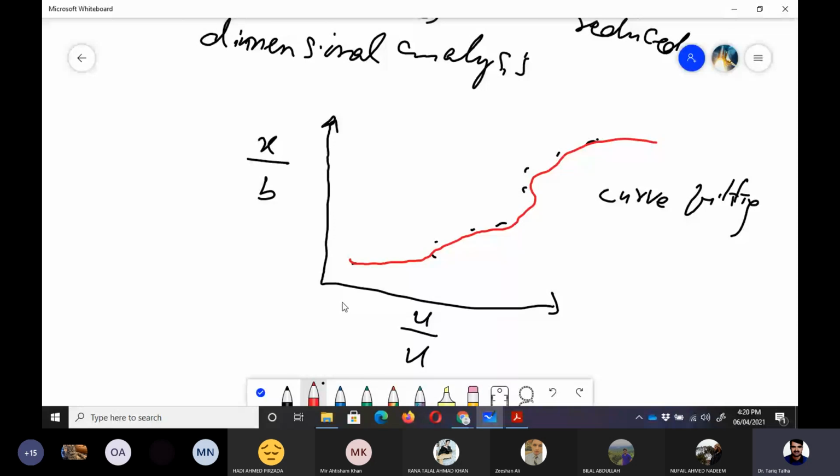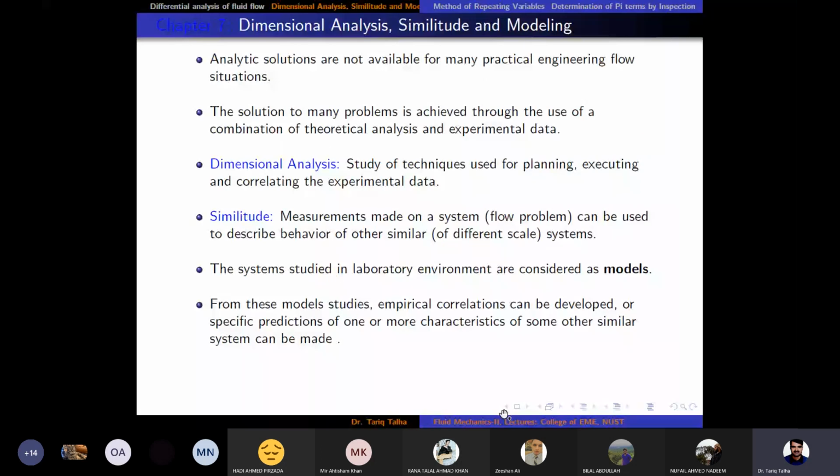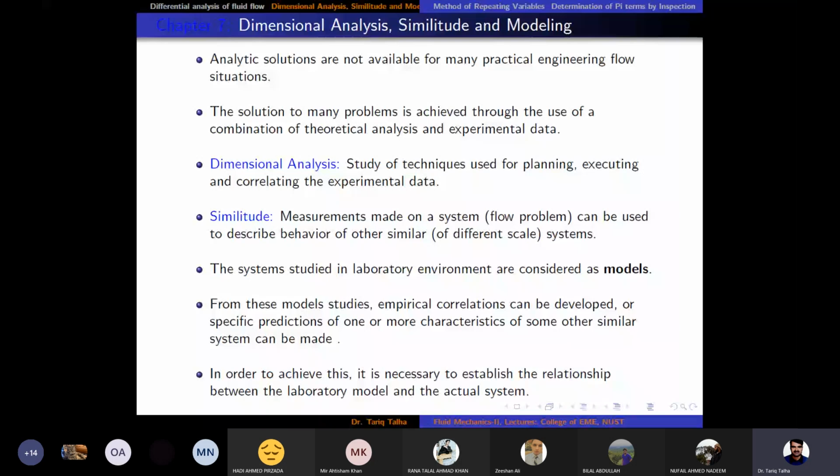In software like MATLAB, if we have XY data, we can easily do the curve fitting and get different kinds of empirical correlation. Getting that accurate data is the challenge. Getting the empirical correlation is just a job of 5 minutes, not more than that. In order to achieve this, it is necessary to establish a relationship between the lab model and the actual system. How to get that relationship is called modeling.